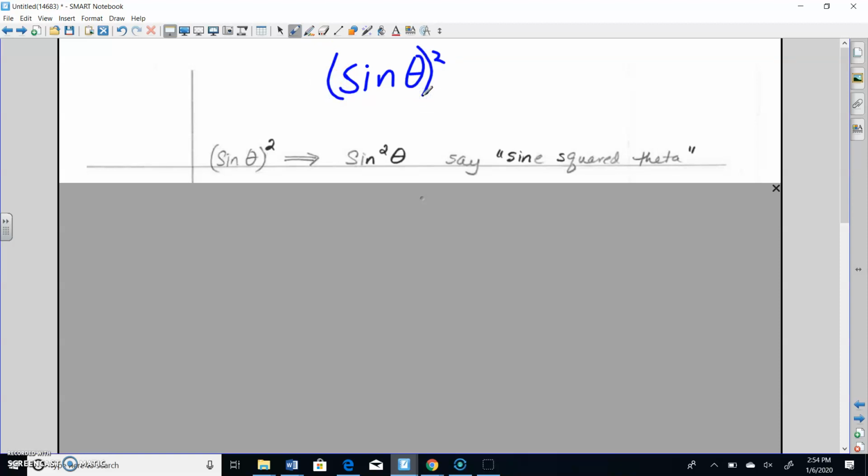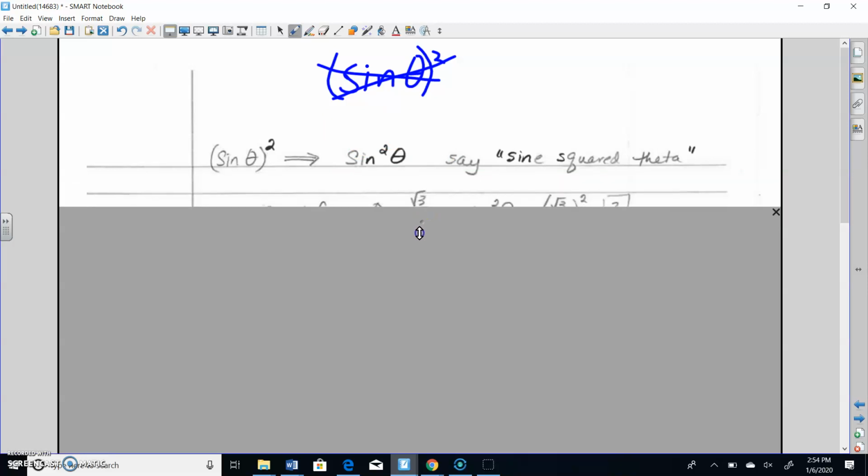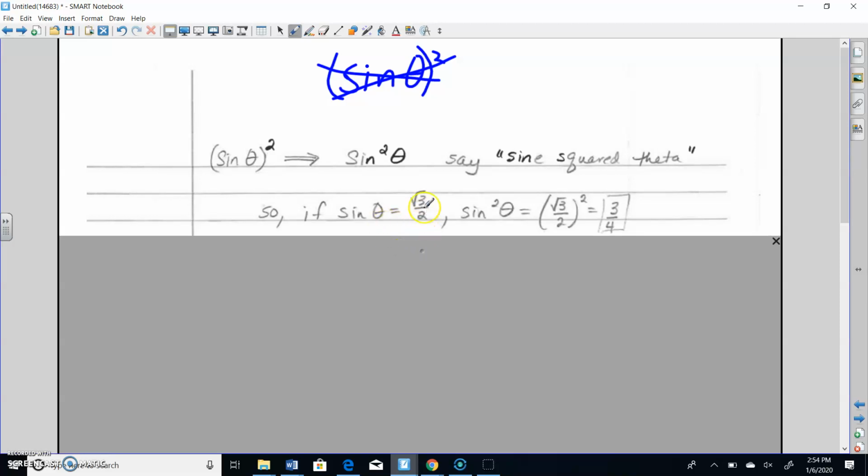So I think to eliminate that confusion, it was decided that if we want to square the sine function, we're going to write it like this, and we would say it's sine squared theta. This means you're going to square the sine of theta. So for example, if sine of theta was radical 3/2, and we wanted to find sine squared of theta, we would square the square root of 3/2 and get 3/4.